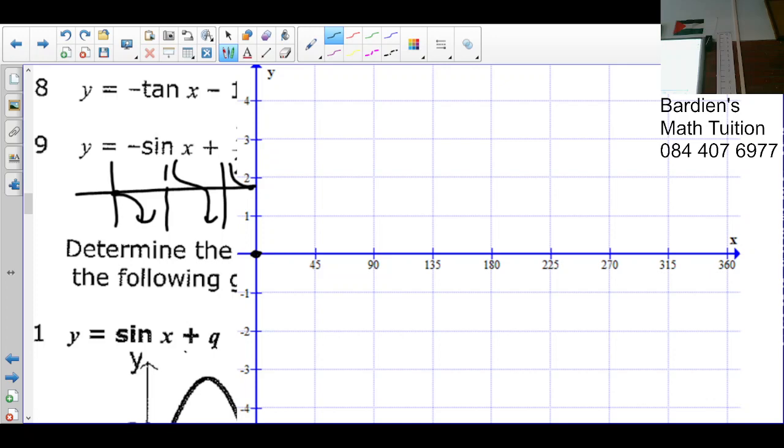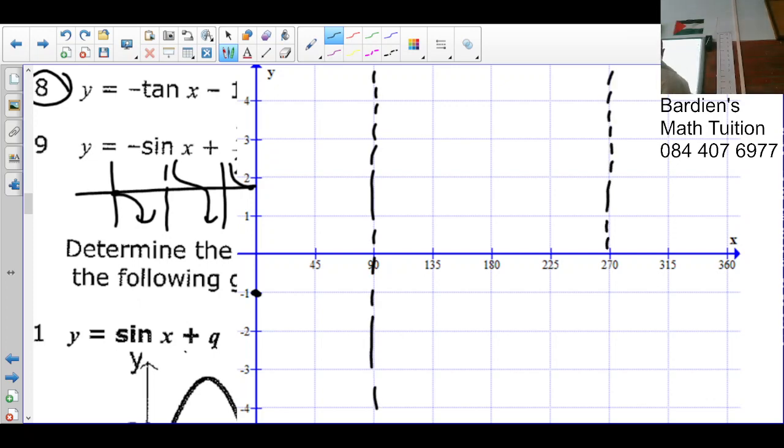Now number 8. So 0 and 0 becomes 0 and minus 1. As it moves 1 unit down, the asymptote remains the asymptote. If you move the graph 1 unit down, it doesn't affect your asymptote at all. So 45 and minus 1 becomes 45 and minus 2. Again, right, at least 1 point.